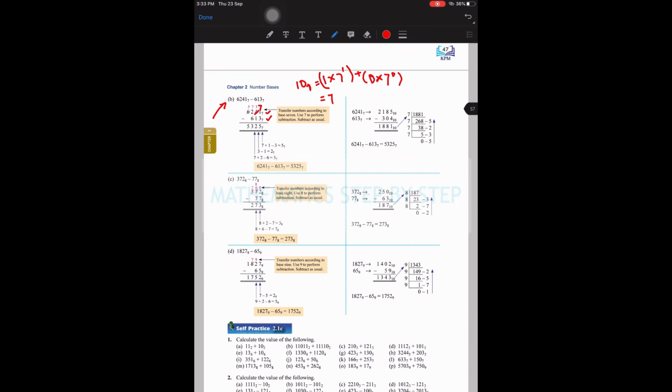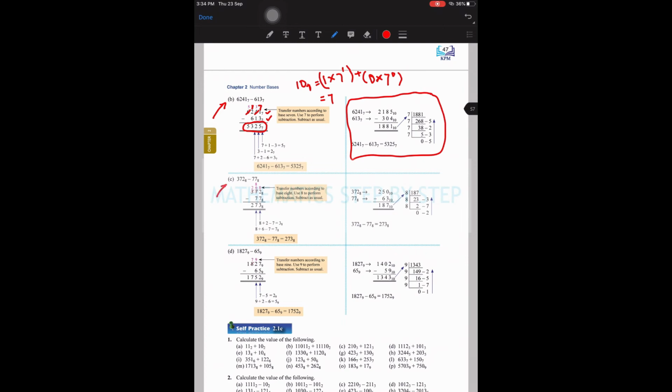Then 2, 1 to minus 6 is not enough, right? So we borrow 1 from here. Now 6 becomes 5. So now there's a 7 here. So 7 plus 2 minus 6 gives us 3. Then 5 here, okay? So we have reached the answer. If you prefer this method, you can do so, okay?